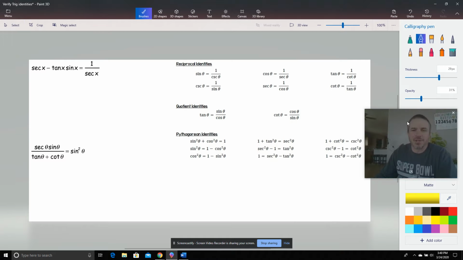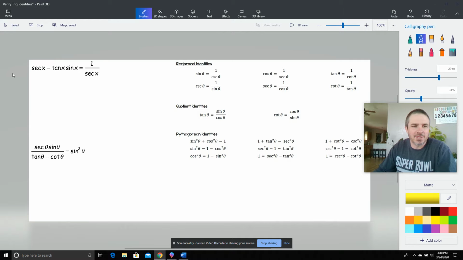Okay, welcome to the second lecture for verifying trig identities. To verify a trig identity means to make one side look like the other. One of my favorite strategies is to pick on the biggest side. So I like to pick on the bigger side here and then try to make it look like the simpler side. If I can make this yellow side, this left side, look like the right side, then I've verified the identity.